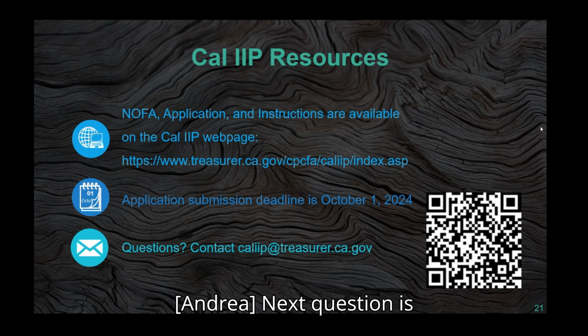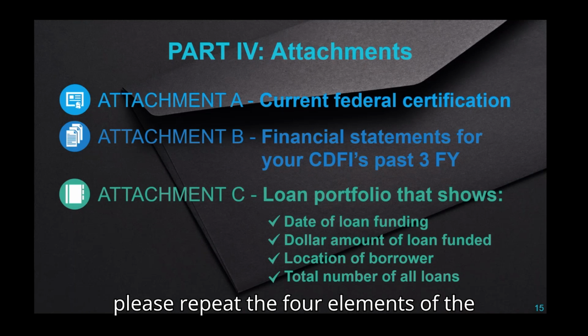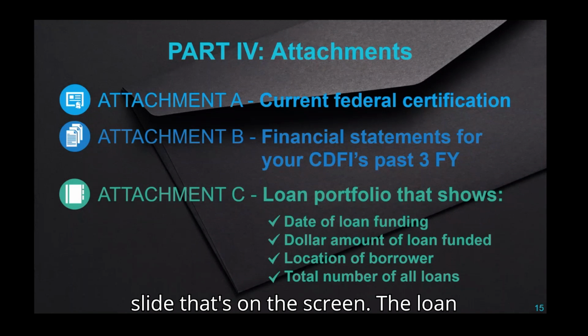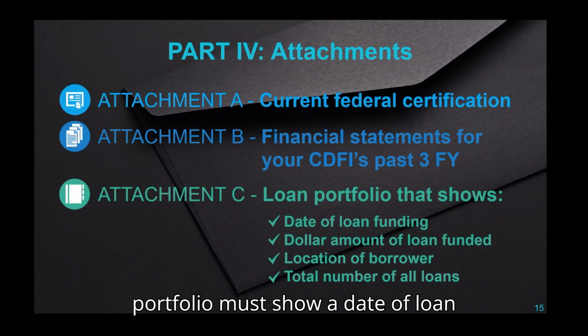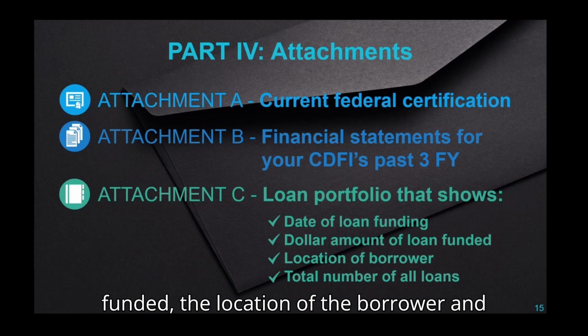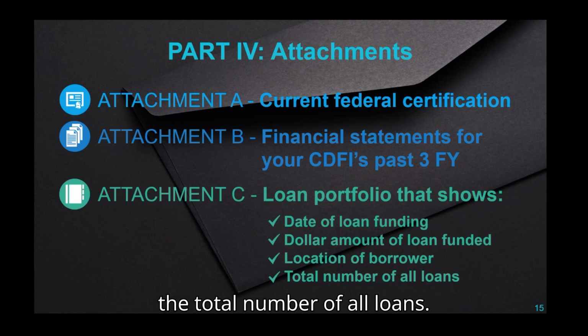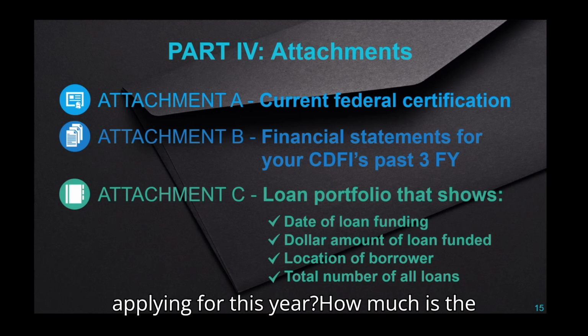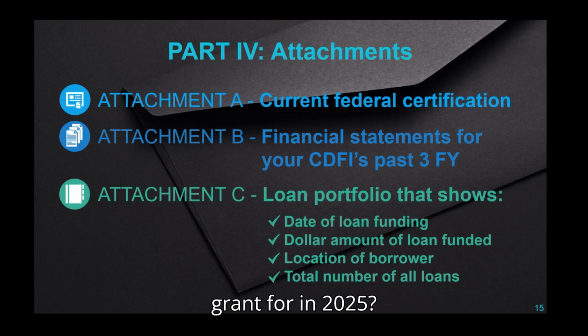Next question is, please repeat the 4 elements of the loan portfolio. That is under this slide that's on the screen. The loan portfolio must show the date of loan funding, the dollar amount of loans funded, the location of the borrower, and the total number of all loans. Okay. Moving on, how much money am I applying for this year? How much is the grant for in 2025?